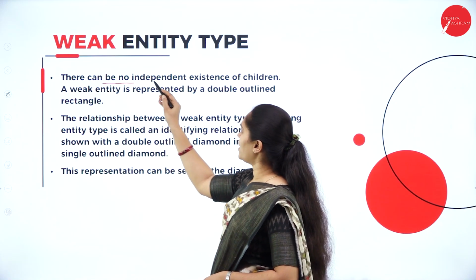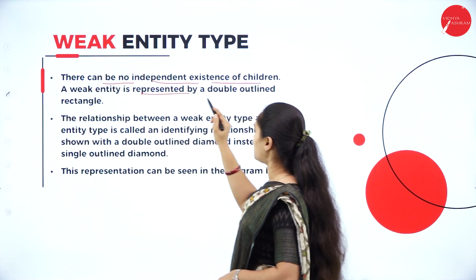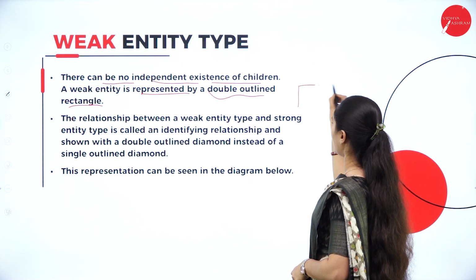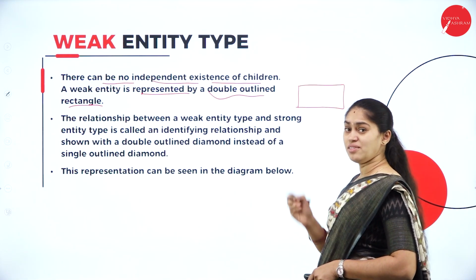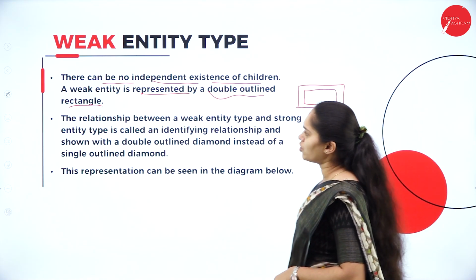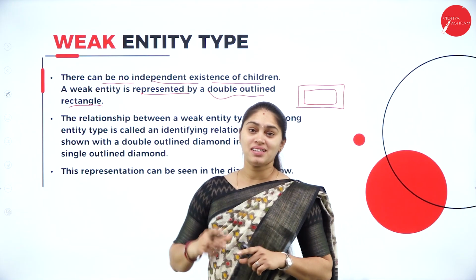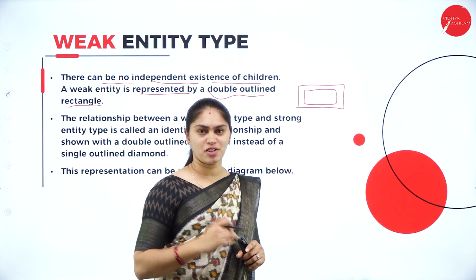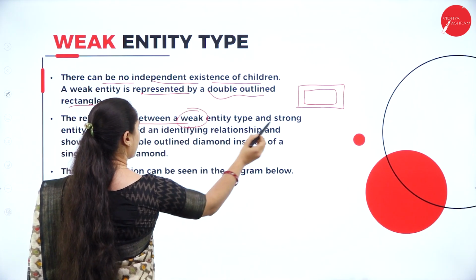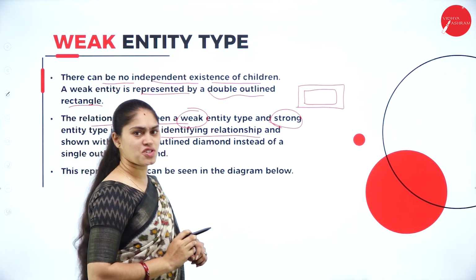There can be no independent existence of children if there is no parent, and it is represented by a double outline rectangle. How do we represent a strong entity? With a rectangle. If it is a weak entity, then it will be a double lined or double outline rectangle. Fine. And we use a diamond or rhombus symbol to specify the relationship. The relationship between a weak entity type and a strong entity type is called an identifying relationship.